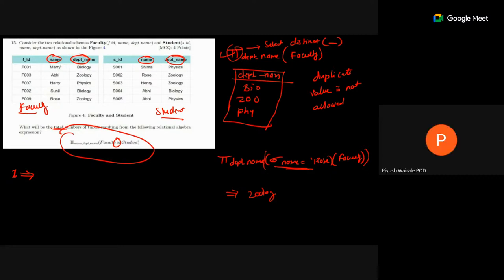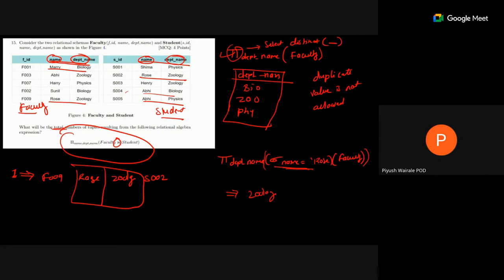First, what will natural join do? It will try to match the tables based on the common columns. So name and department it will take as common columns, right? Mary biology is there. No. Abhi zoology is there. Abhi biology is there, Abhi physics is there, but zoology is not there, so it will not get joined. Harry physics is there, but Harry is not present. Sunil biology? No. Rose zoology? Yes, Rose zoology. So only one tuple will be there, that is F009, Rose zoology, that is S002. Right? Any doubt in this part? The output will be just name and department here. So the output is Rose and zoology.